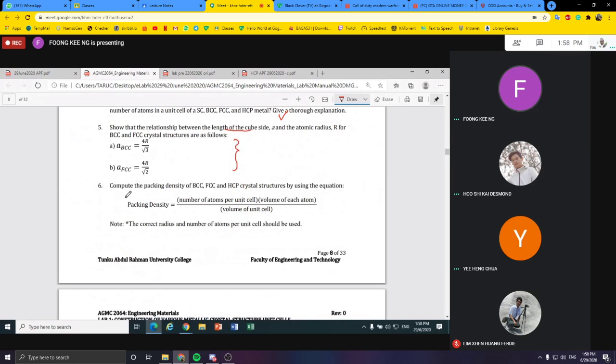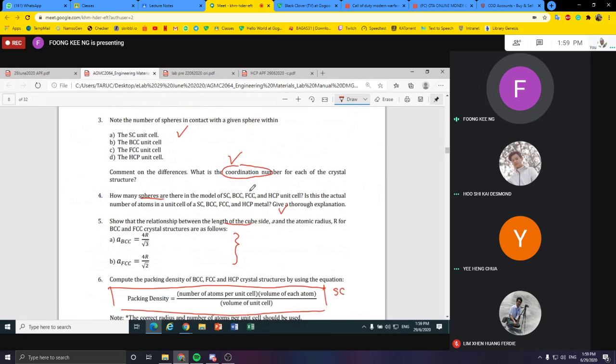This is the formula. We call it the atomic packing density or atomic packing factor, and it equals this formula here. Now, do you know for SC, guys, how many atoms per unit cell? Atoms per unit cell is 1.